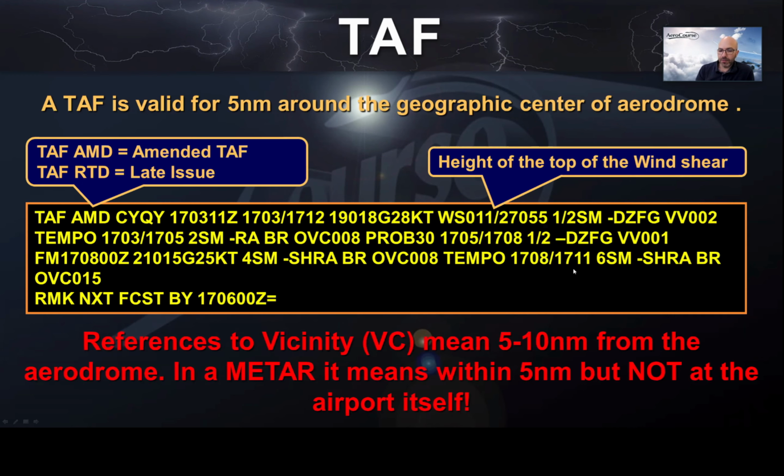Good. The word vicinity. So if TAFs are valid for 5 miles around the center of an aerodrome, the word vicinity means 5 to 10. METARs are only valid at the aerodrome, so a vicinity on a METAR means within 5 miles. Know those for the exam. So vicinity means something different in a TAF than it does on a METAR.